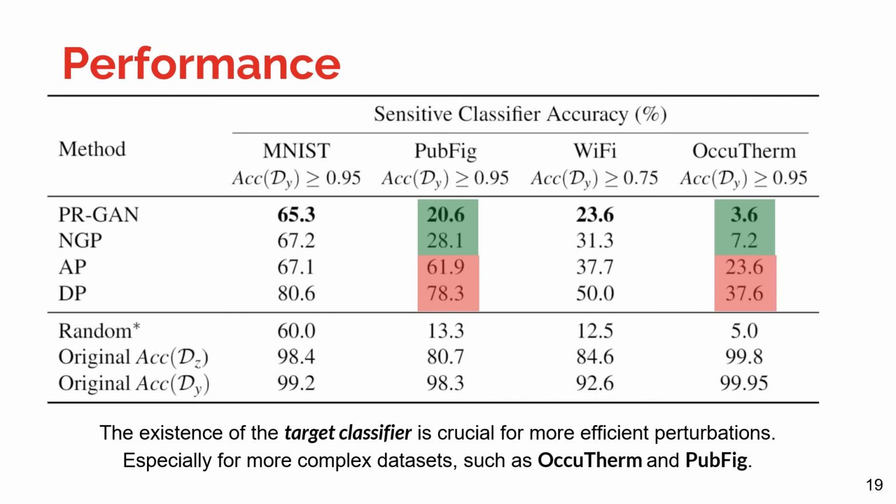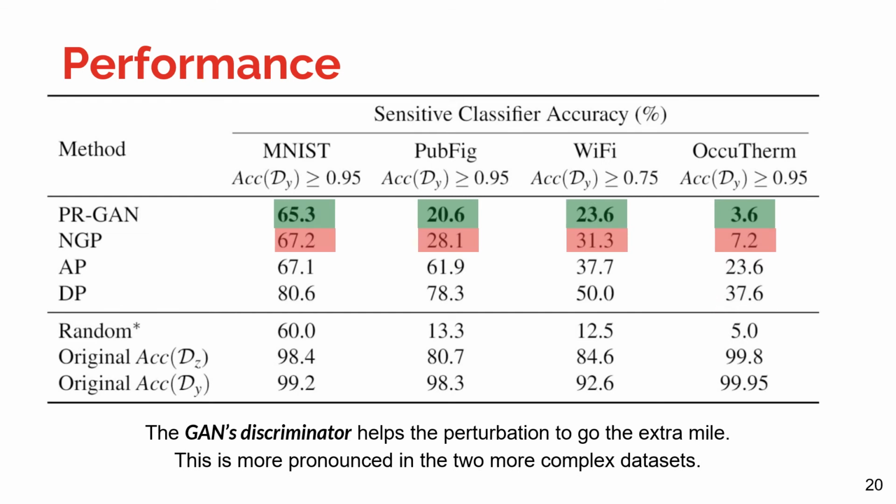In the latter 2, there is no target classifier dy to guide the generation of the noise. And as you can see, with dy in place to guide that noise generation, we can achieve a lot better results here. Also note that across the 4 datasets, our method PRGAN is outperforming naive generative privacy by a couple of percentage points. And this difference gets more pronounced in the 2 more complex datasets of PubFake and Occutherm, which includes complicated images.